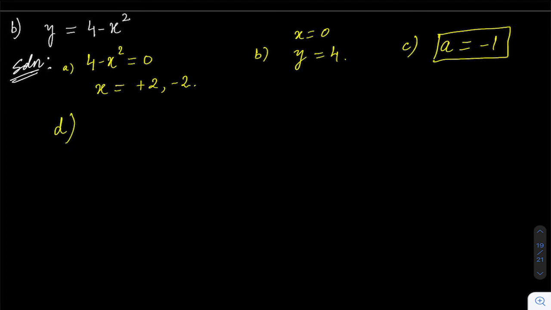Vertex means, right, in completing the square form, that is already written. It's minus x square plus 4. Why is it already written? Because there is no x term. When there is no x term, you have only x square, that is the completing the square form.